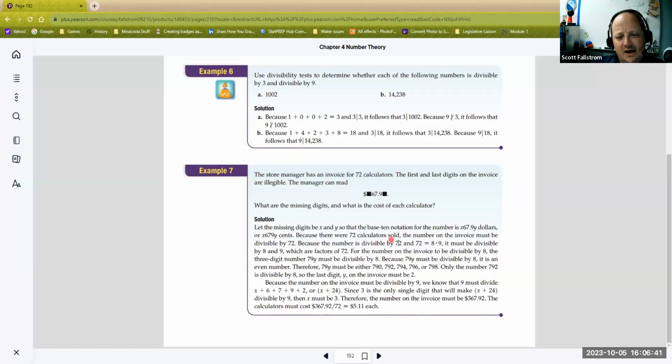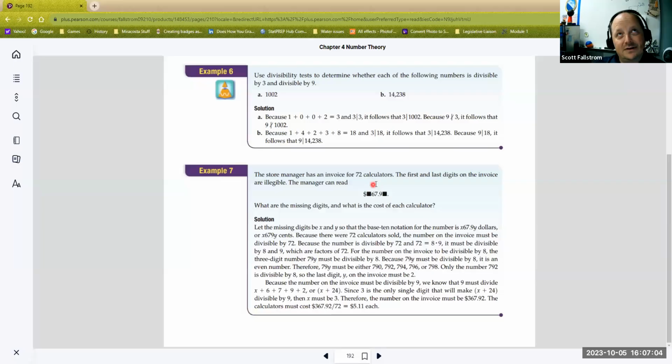So here, this is not a bad example. The store manager had an invoice for 72 calculators, but a couple of the digits he couldn't read. They kind of blurred out over time, but he knew it was 72 calculators. So that means this number has to be divisible by 72. If it's divisible by 72, that means it's divisible by 8 and by 9.